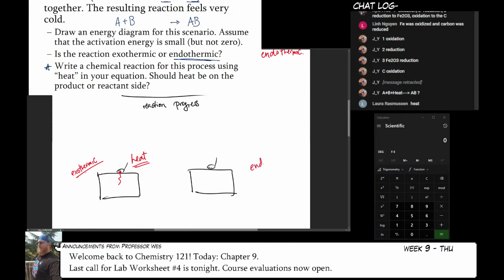But what about for endothermic? In this case, the energy would go into the system. And so the sensation you would feel here would be the opposite of heat, or cold.